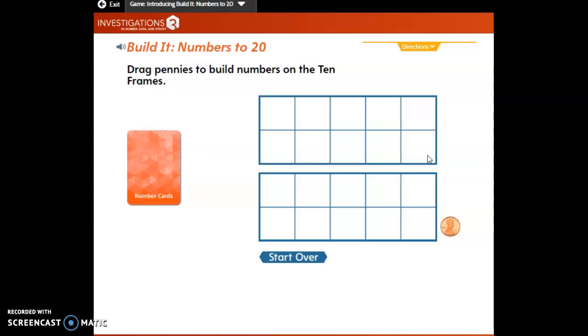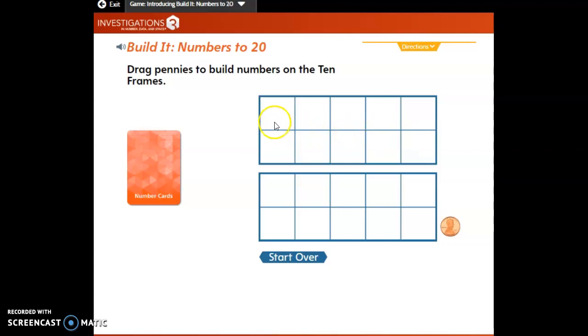Well, it looks like there are squares in this big, huge rectangle. I wonder how many squares are in this big rectangle. Let's count. 1, 2, 3, 4, 5, 6, 7, 8, 9, 10. Hey, weren't these called 10 frames? And how many squares are inside the 10 frame? Did you say 10? You are right.